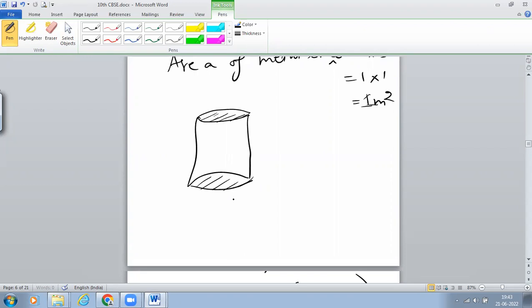Here the dimensions of the cylinder are given. What is the height of the cylinder? 14 meter. So this is the height of the cylinder. H is equal to 14 meter. And what is the radius of the base? This is the base. So what is the radius? R is equal to 2 meter. So with the help of radius and height, we can easily find the area of this cylinder.